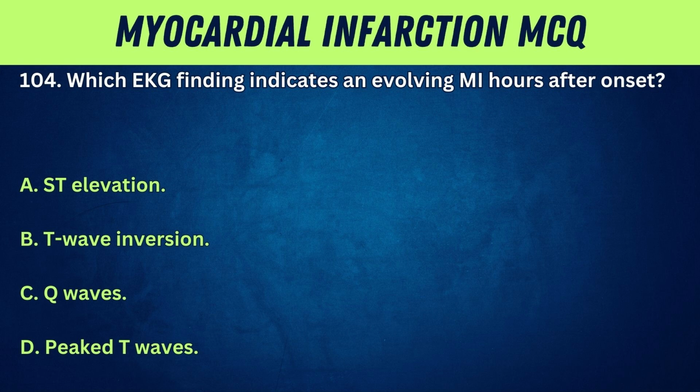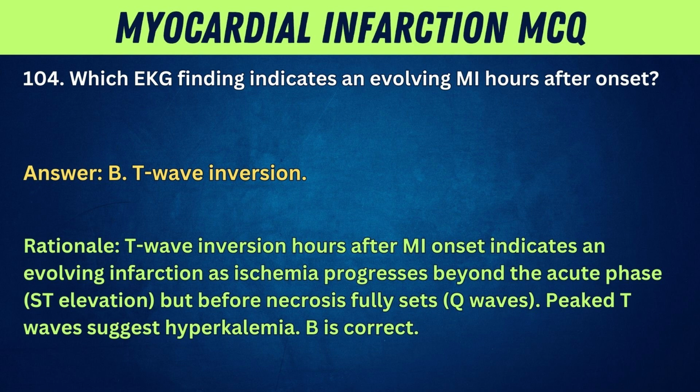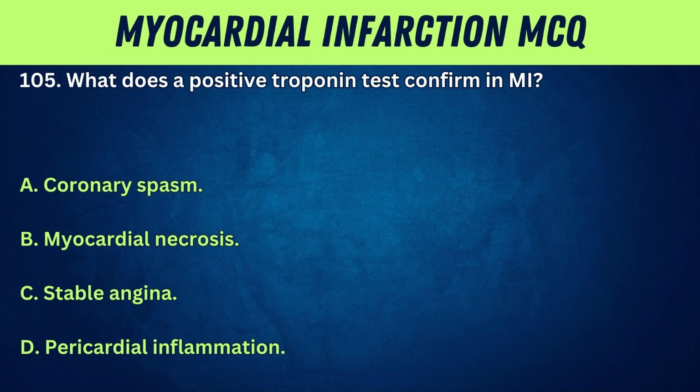104. Which EKG finding indicates an evolving MI hours after onset? A. ST elevation. B. T wave inversion. C. Q waves. D. Peaked T waves. Answer: B. T wave inversion. Rationale: T wave inversion hours after MI onset indicates an evolving infarction as ischemia progresses beyond the acute phase, ST elevation, but before necrosis fully sets, Q waves. Peaked T waves suggest hyperkalemia. B is correct.